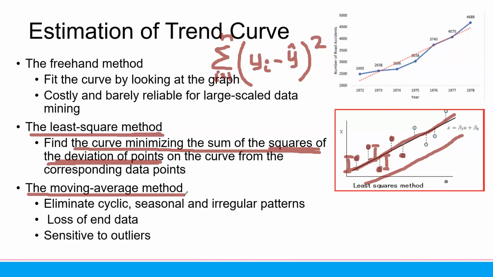We can have another method, we call it moving average. In the moving average, we can eliminate the cycle, we can eliminate seasonal, and we can eliminate the irregular patterns. And at the end, we need to check the loss of the end data. It is sensitive to outliers.